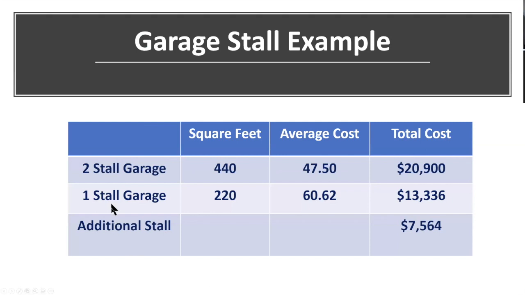If you look in the cost manual, a 2-stall garage, 440 feet, $47.50 per foot, so it's $21,000 to build that 2-stall garage. The 1-stall garage costs more than half as much, right? 220 feet, it's half the size. It's got a higher cost per foot, and it totals out to $13,300 here. So the additional stall isn't $10,000. It's not half of that. It's a smaller amount. It's $7,500, $7,600. And if you've been around construction, you can understand why that's true. It doesn't cost as much to make it bigger as it does to make another one. Okay.